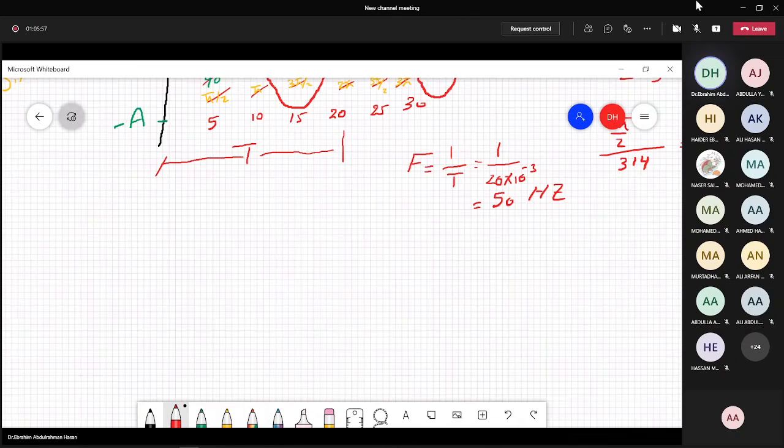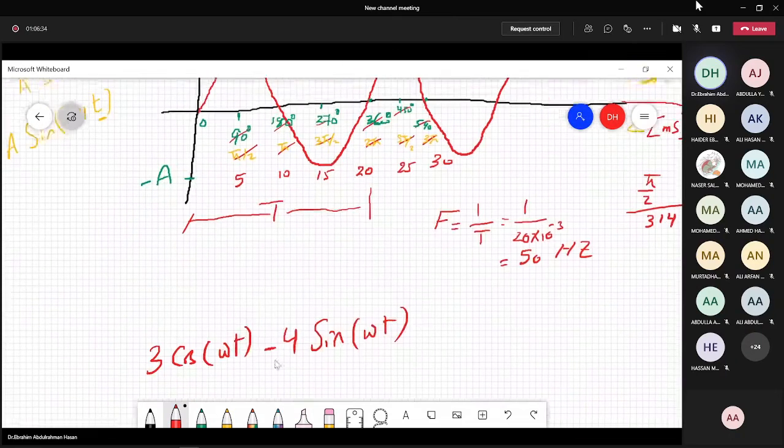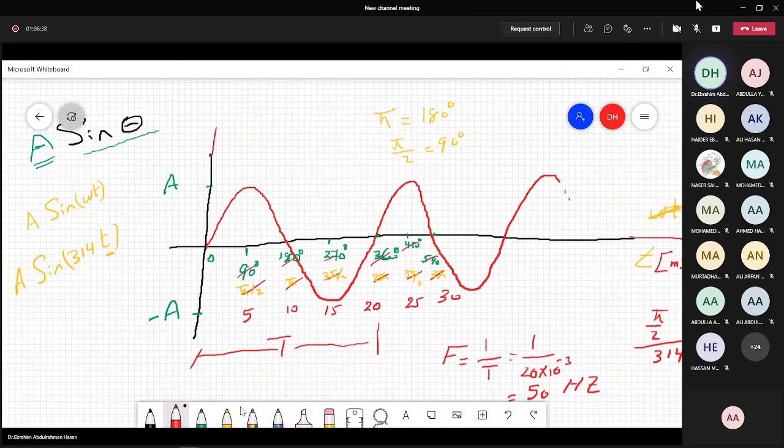If you add sine with a sine, okay, let's take a numerical example directly. 3 cosine omega t minus 4 sine omega t. Adding this to... this is sine but shifted. Let's say this is away from the cosine. So this is sine, and the sine also will complete here.